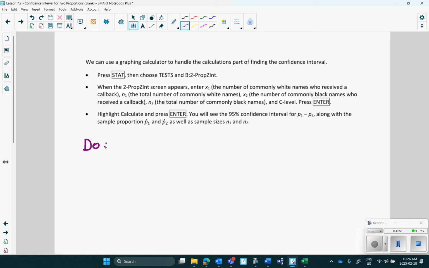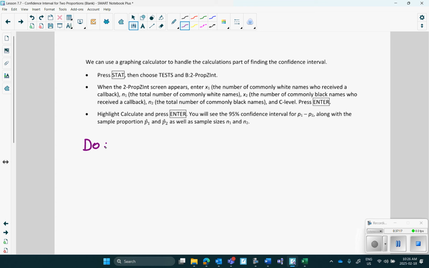So, when we did a sample proportion for one sample, we did one prop Z int. It makes sense that if we're doing two, it's two prop Z int. And you will see everything you have to enter on your graphing calculator when you do that.